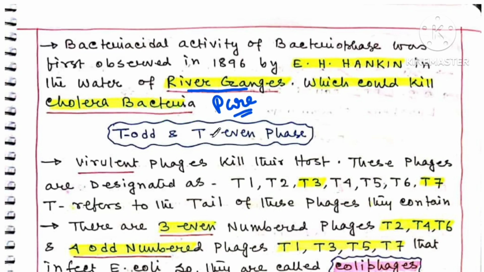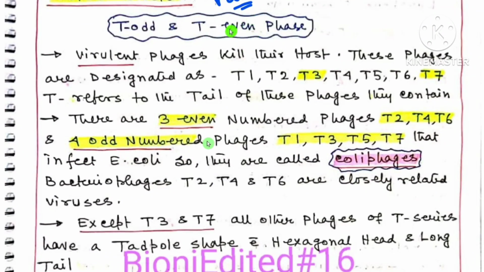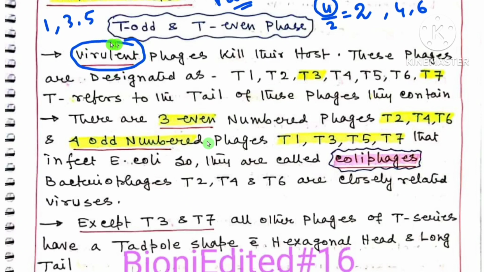Now the bacteriophage are of two broad categories, T odd phage and T even phage. Odd numbers mean 1, 3, 5, and even numbers mean 2, 4, 6, which are divisible by 2. Virulent phages kill their host, and these phages are designated as T1, T2, T3, T4, T5, T6 and T7. Virulent phage means the harmful phages which kill bacteria.